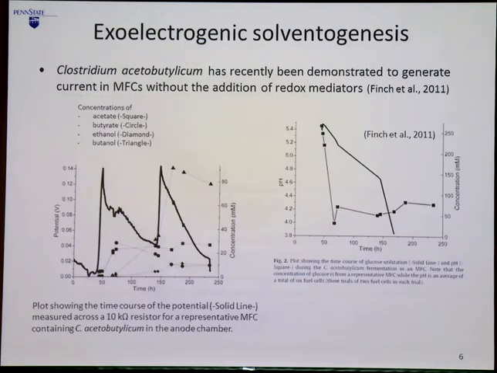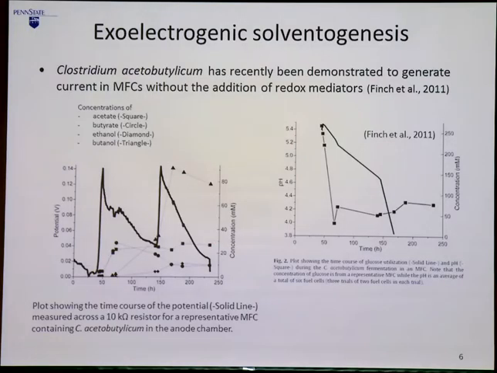And recently, Clostridium acetobutylicum has been demonstrated to be able to generate current in MFCs without the addition of redox mediators. With a very high glucose concentration fed in one batch, they actually found 2 peaks of the cell voltage. The first one correlated to the production of hydrogen and the acids. And the second one corresponded to the switch from the acetogenic process to the solventogenic process.